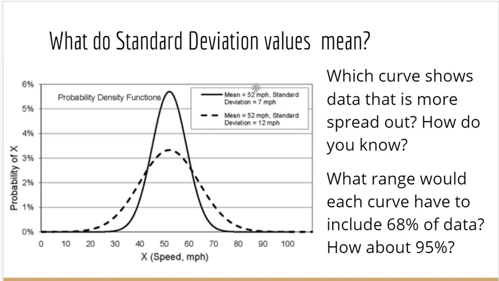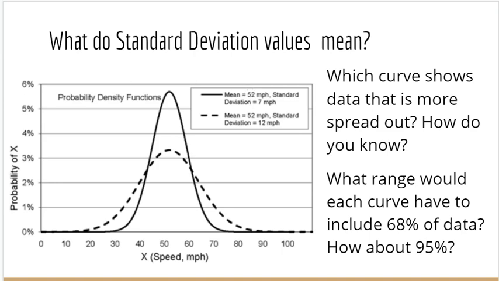So if we were to take this number and plus or minus 7 from it, go out 7 and out 7, that would give us 68%. If we were to take 52 plus or minus 14, that would give us 95% of the data, okay?